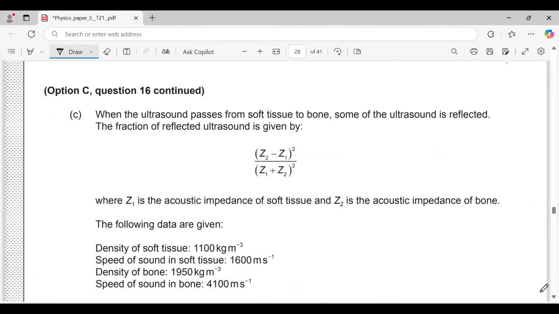When the ultrasound passes from soft tissue to bone, some of the ultrasound is reflected. The fraction of reflected ultrasound is given by this one. The fraction is (Z2 minus Z1) squared over (Z1 plus Z2) squared, where Z1 is the acoustic impedance of soft tissue and Z2 is the acoustic impedance of bone, right? So the acoustic impedance of soft tissue and this one, the acoustic impedance of bone.